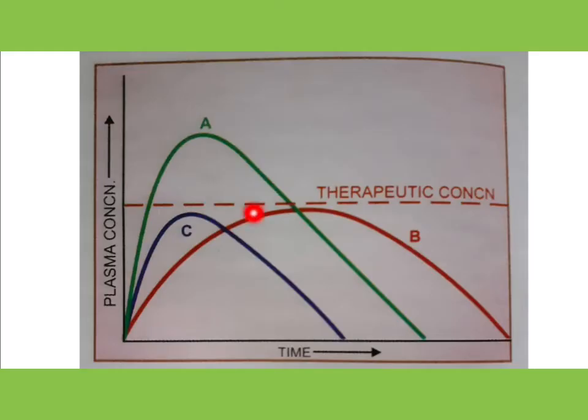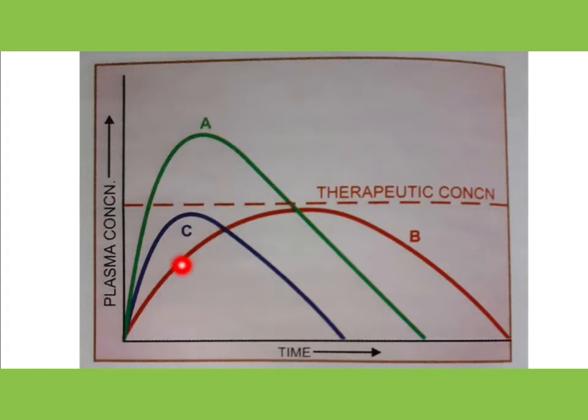From this graph we can easily understand. On the y-axis is the plasma concentration and on the x-axis is time. Here you can see there are three drugs, A, B and C, and this is the therapeutic concentration. Suppose you have taken a drug and it goes to different parts of the body, like the GIT tract. The drug will produce its effect when its concentration crosses this therapeutic concentration.